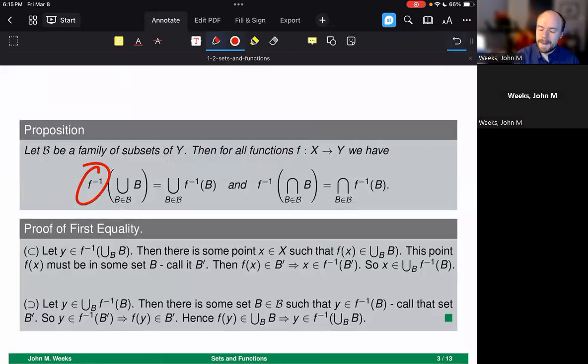So f inverse is a property of a function or a mapping that is associated to a function. And then here, a union of a collection of sets, which is back to an interaction between sets. We're seeing how these interactions work together.